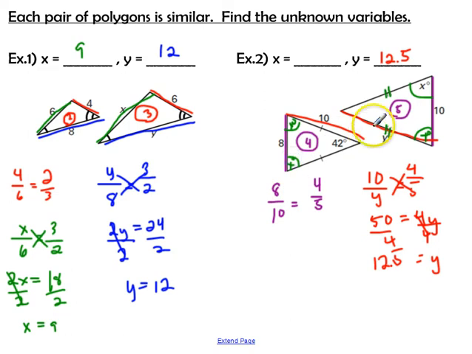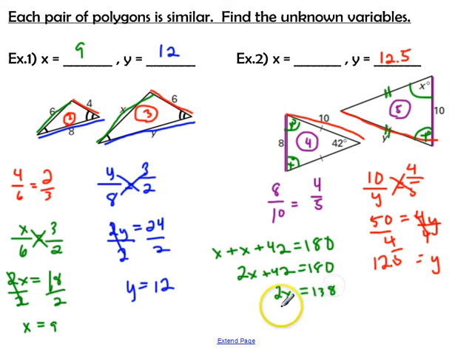So the way that we can solve for x is we have two angles labeled x and one angle labeled 42. So those three angles have to add up to 180. So then we can solve this equation. So we get 2x plus 42 equals 180. And then when you subtract 42 from both sides, you have 2x is equal to 138. And then divide both sides by 2, and we have x is equal to 69.